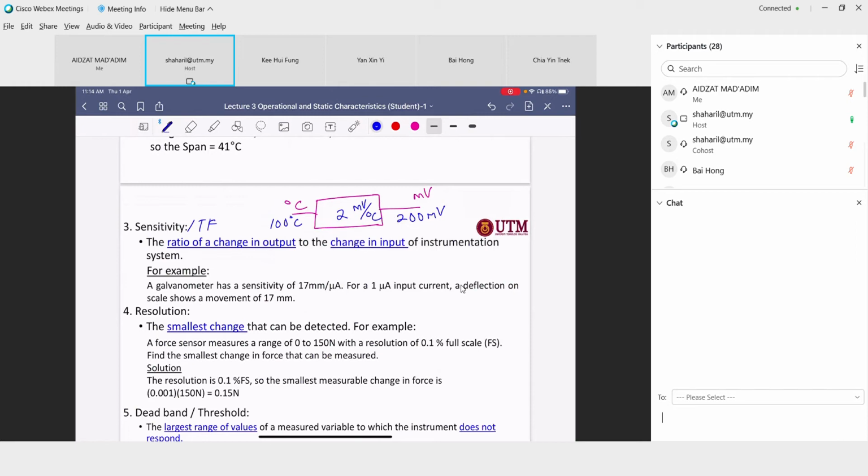All right, for example, the galvanometer here shows a sensitivity of 17 millimeter per microamp. That means if you draw the block diagram, it will look like this. This one is millimeter over microamp. So which one is the output, millimeter or microamp, guys? Millimeter. Yeah.